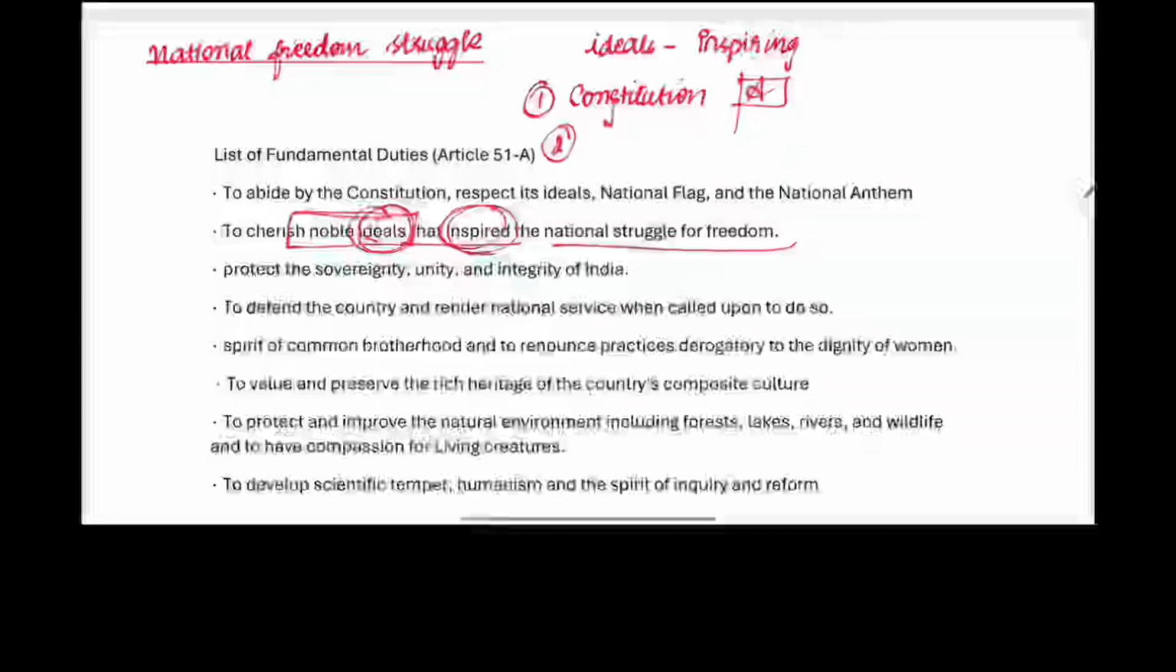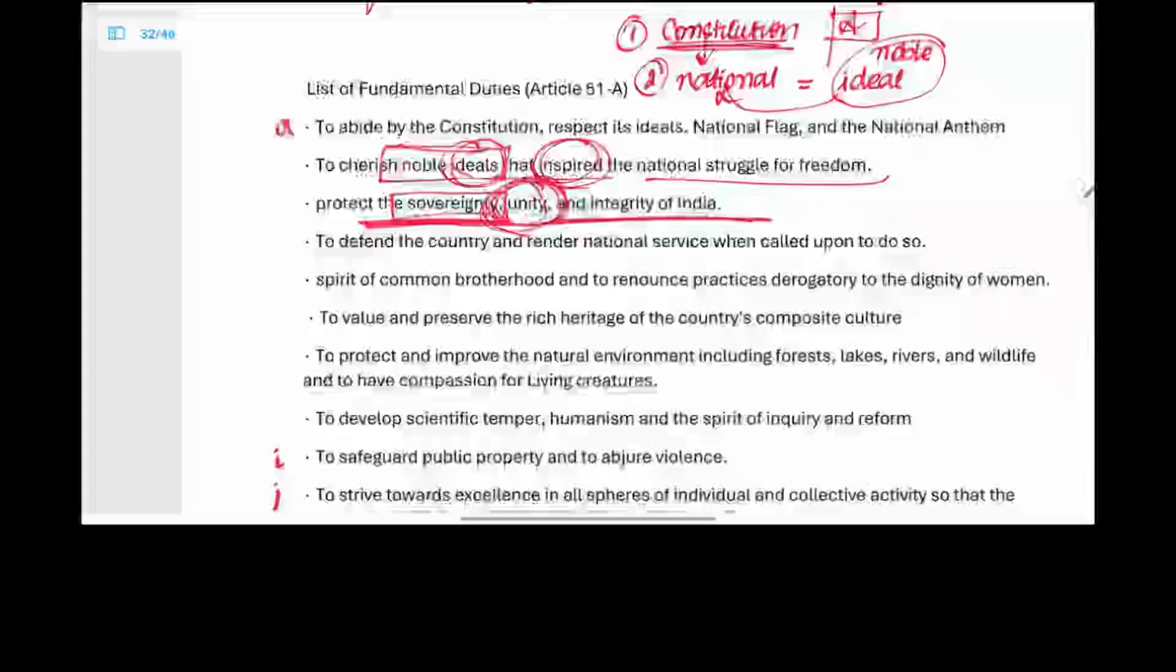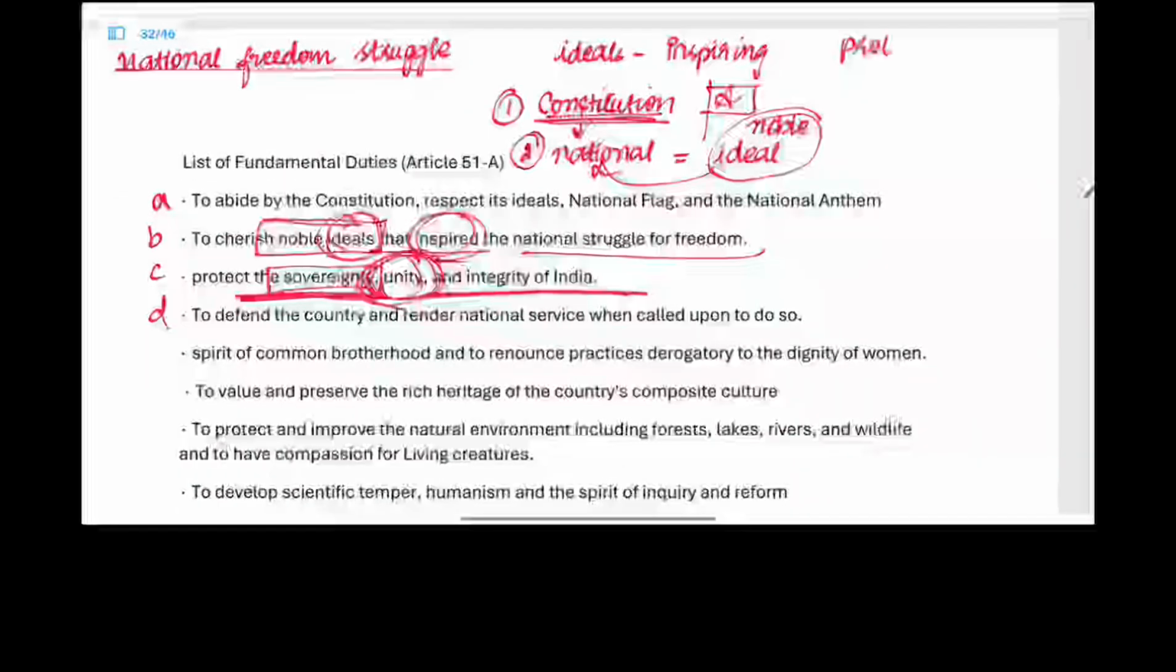The second one is from where the Constitution came: the national struggle for freedom. The national struggle for freedom has noble ideals. These ideals have inspired the freedom struggle. Once we got the freedom, what is freedom? Sovereignty is what we have. Sovereignty is the freedom. Sovereignty, unity, and integrity is what freedom is. We need to protect it again. Another foreign rule must not come, right?